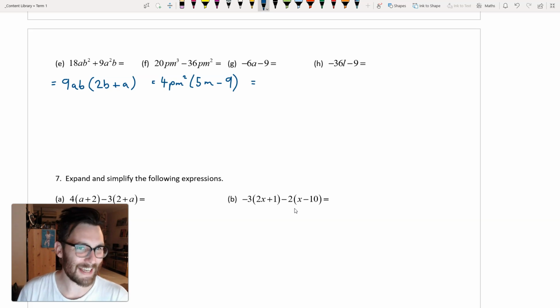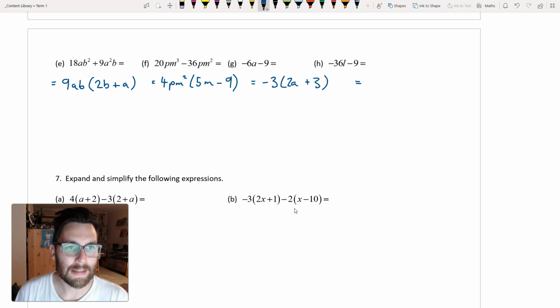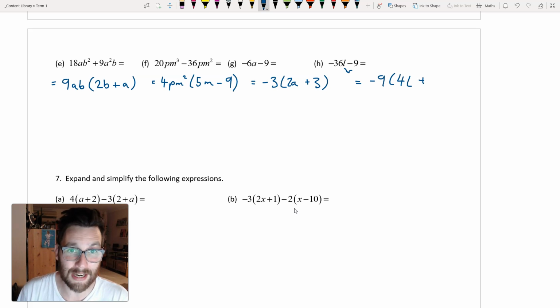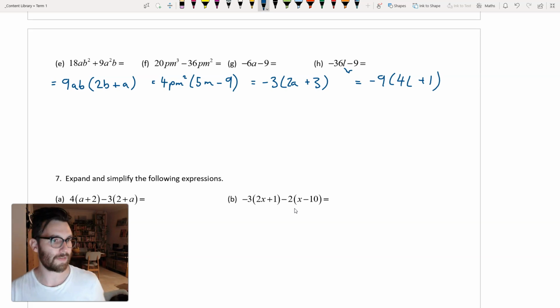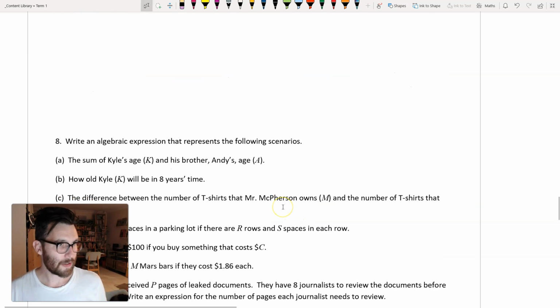We've got -6a take 9, so -3 fits into both of those ones. We need to multiply that by 2a to get -6a, and we need to multiply that by 3 to get to 9. And then for this last one, 9 is the highest common factor for those ones. Both negative, so I'll chuck that on the outside. -9 times 4l will get us to -36l, and then -9 times 1 will get us to -9. Okay, we're getting towards the end there.